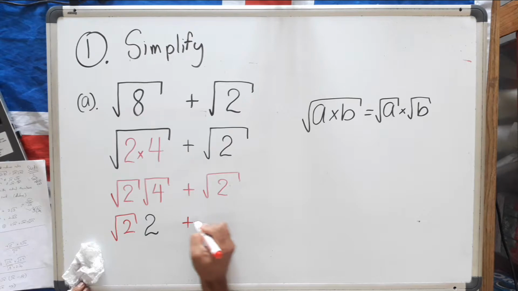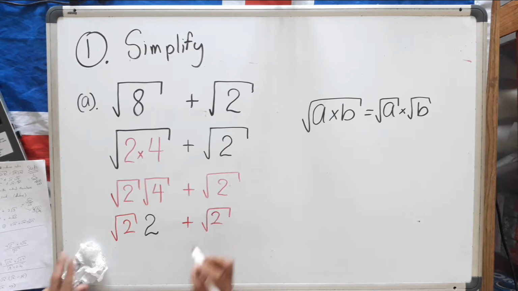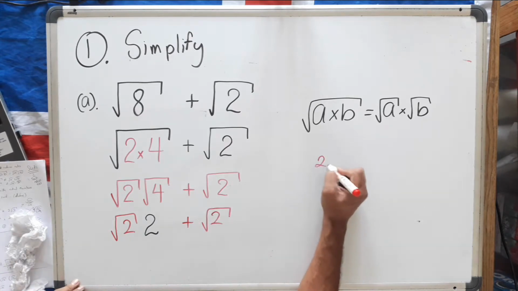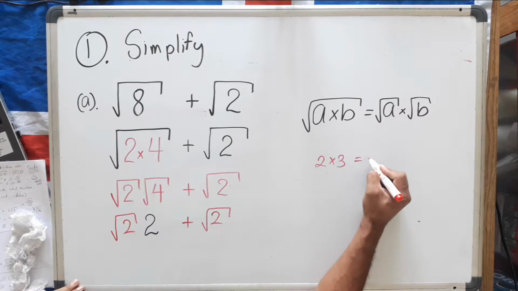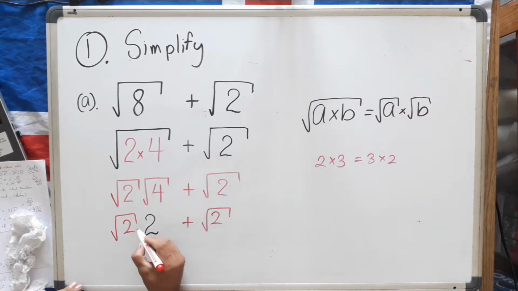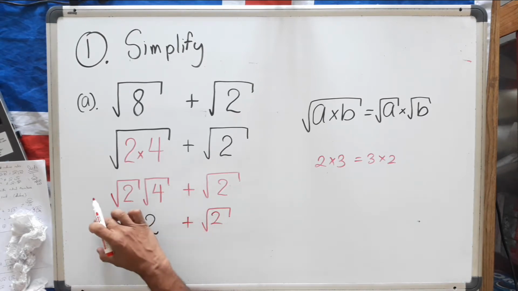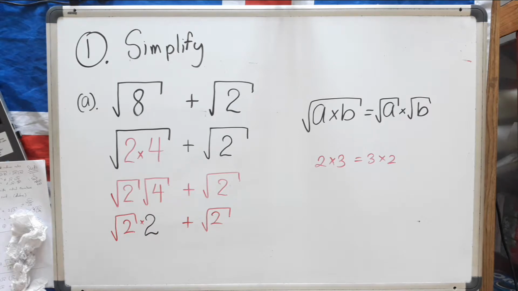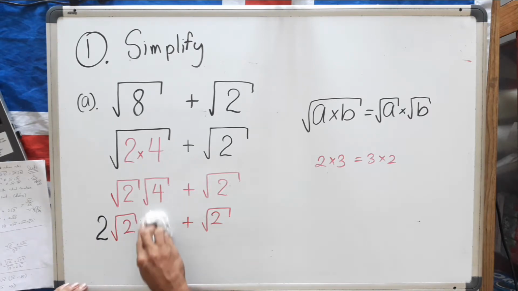All right. And we have this here. Now, 2 multiplied by 3 is the same thing as 3 multiplied by 2. It doesn't matter which order you multiply. So when I square root the 4, I get the 2. But there's a multiply here. I'm just going to put the 2 in front, so it will look neater. So I'm just going to put the 2 in front there and remove this.